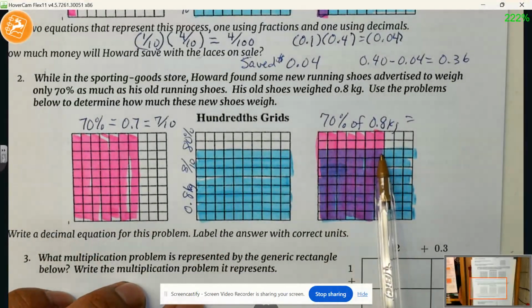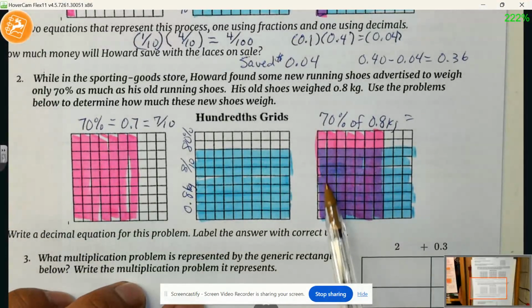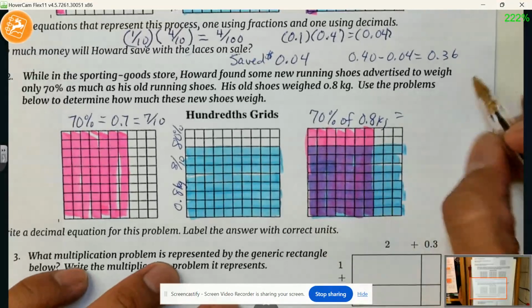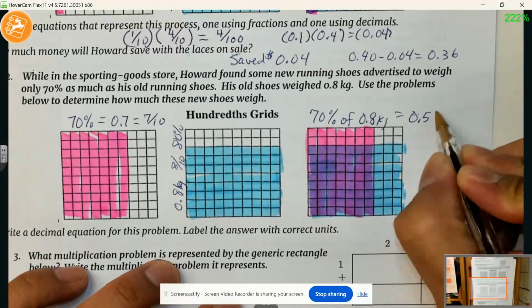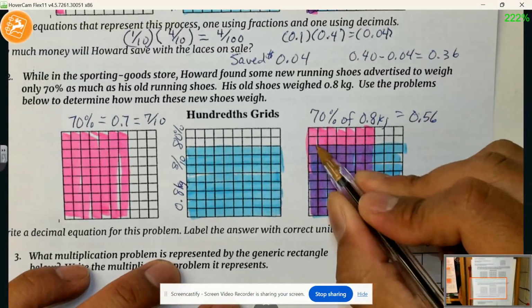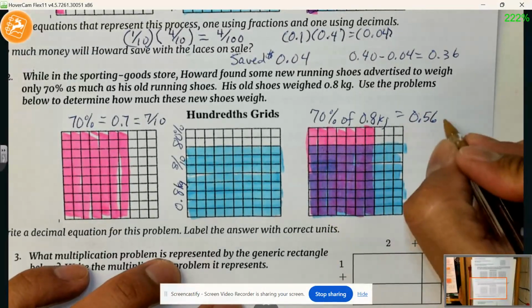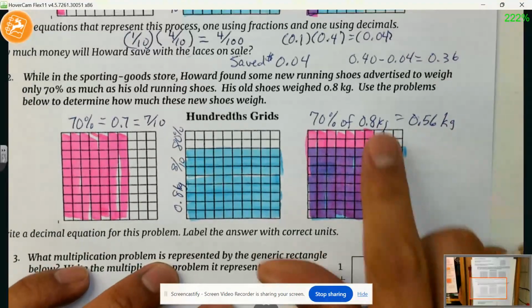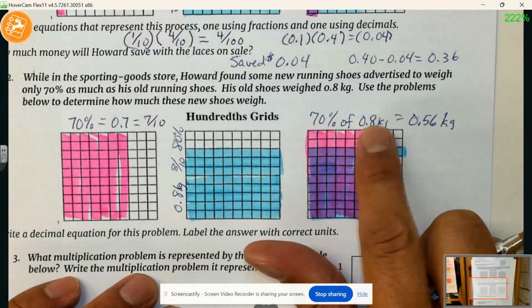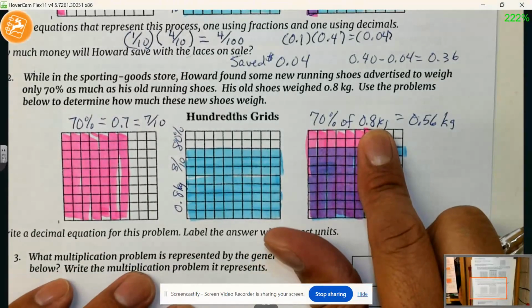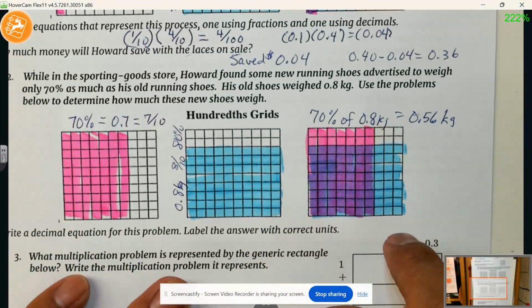So we have 7 columns and 8 rows, so that's 7 by 8, which is 56 hundredths, because remember, each one of these is a hundredth. So 56 hundredths of a kilogram, that would be 70% of 8/10 of a kilogram. Okay.